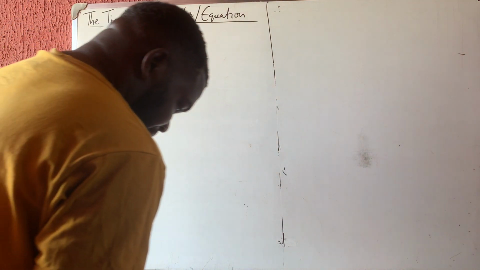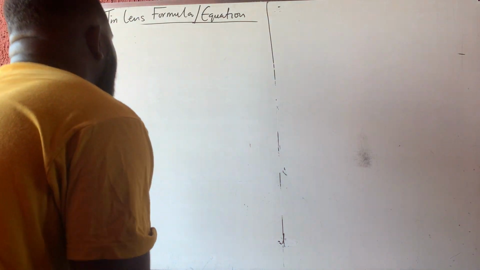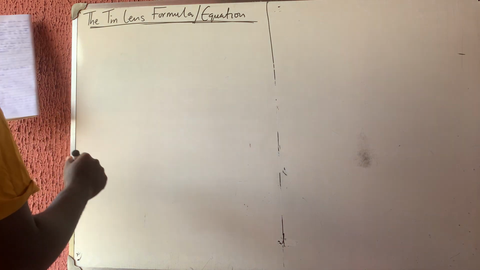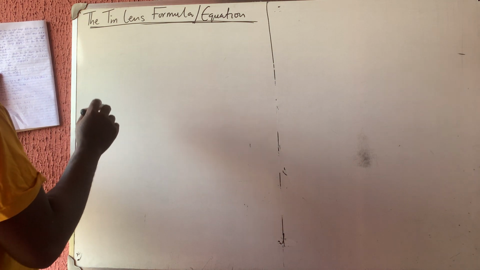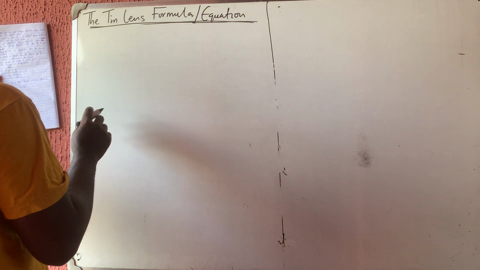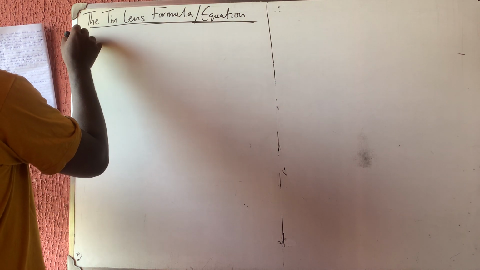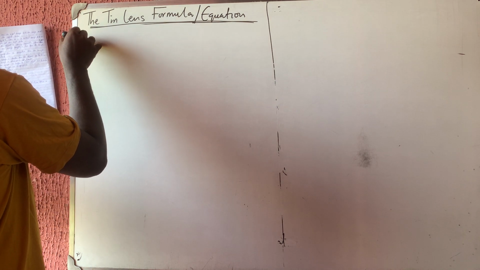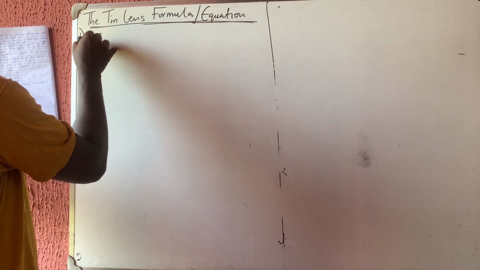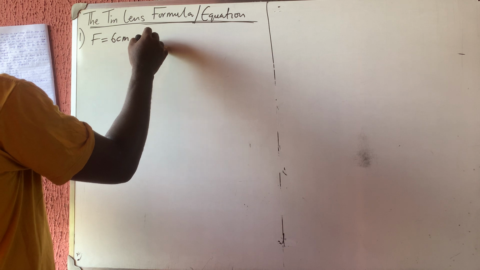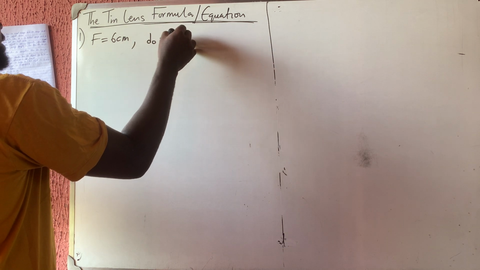All right. The first question I'm going to solve here said that a converging lens... They gave us that our f is equal to 6 cm, and our do is equal to 8 cm.